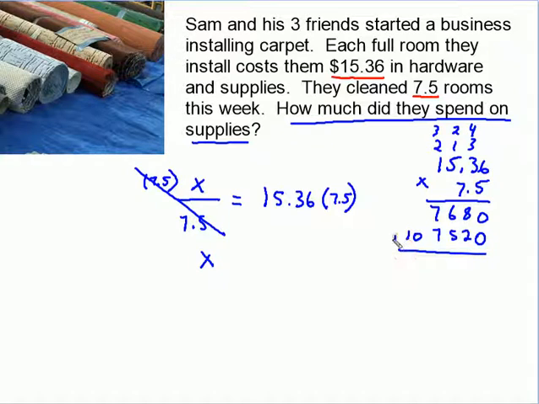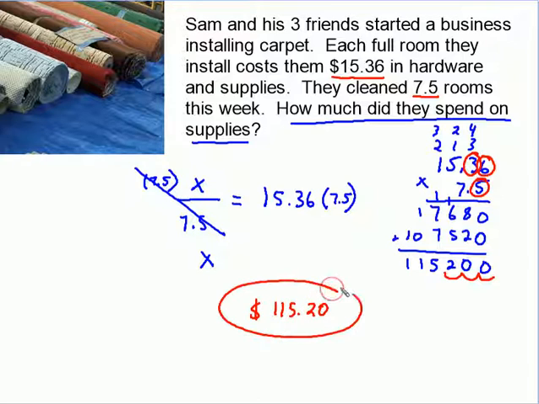We add those all together, and we get 0, 10, carry our 1 here. 5 plus 6 is 11, plus 1 more is 12. Carry our 1. 7 plus 7 is 14, plus 1 is 15. Carry our 1, and there we go. How much did they spend? Well, we need to know how many decimal places there are. We have numbers to the right of the decimal point. We have 3 of them. So we're going to move the decimal over 3. That's going to leave us with $115.20 that they spent on supplies.